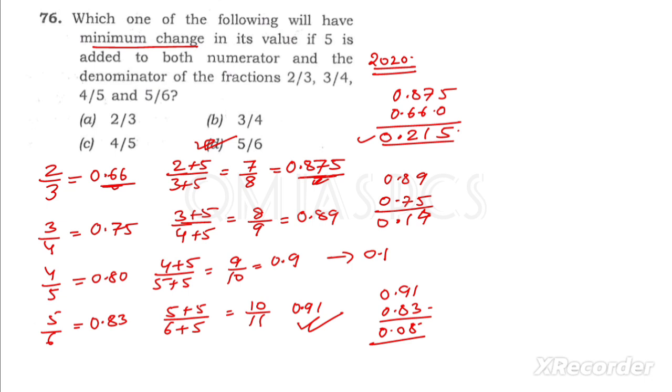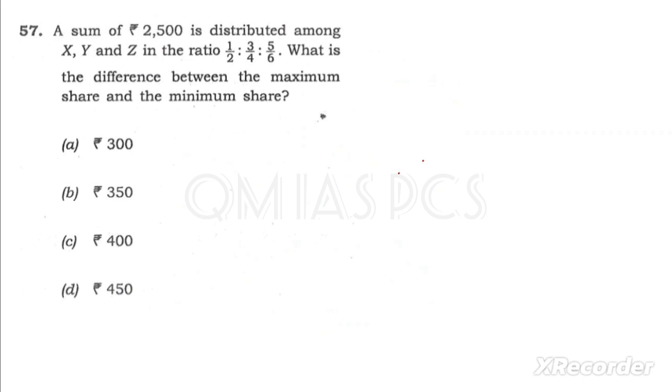Okay, fine. So next question will be, this question is from UPSC 2020. Okay, just look at this one. A sum of 2500 is distributed among x, y, z in the ratio of this one. Okay, what is the difference between the maximum share and the minimum share? Okay, so first of all we have to convert this ratio into what? In the integral form. Okay, so it is 1 by 2, this is 3 by 4, this is 5 by 6.